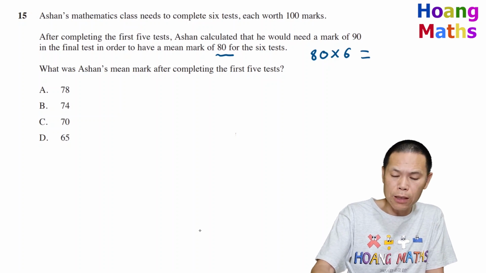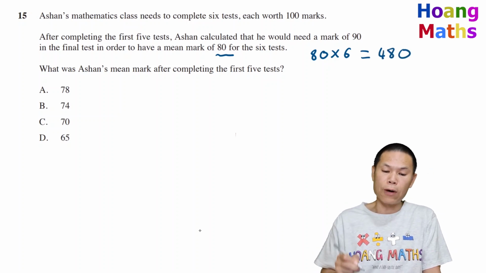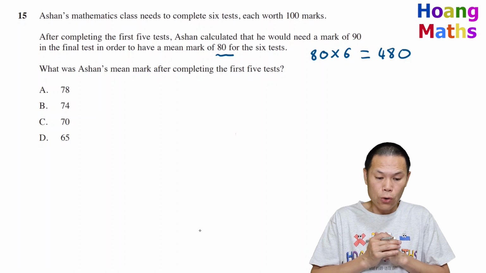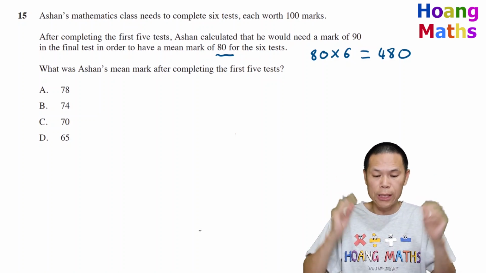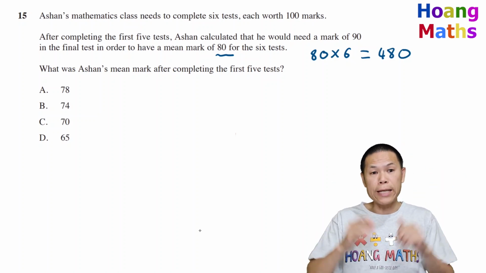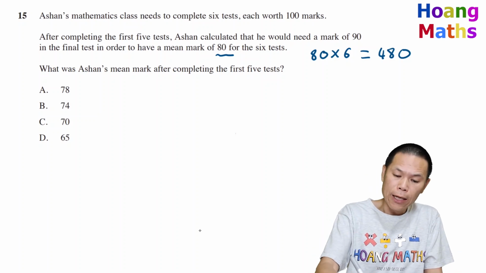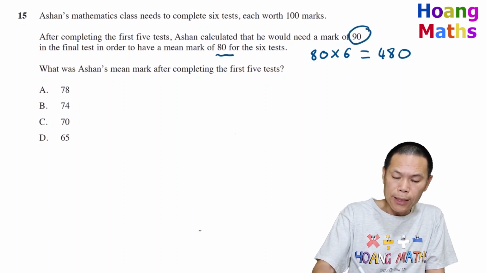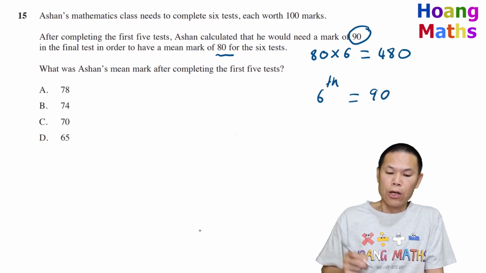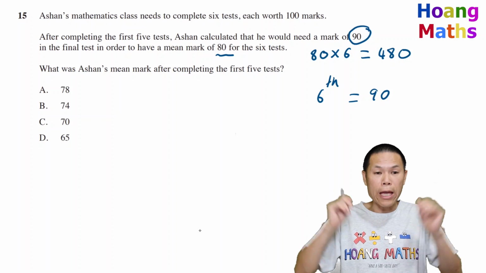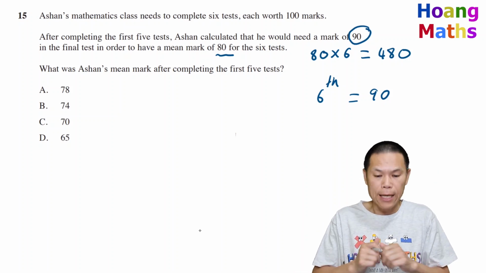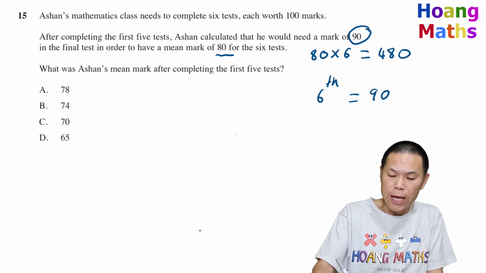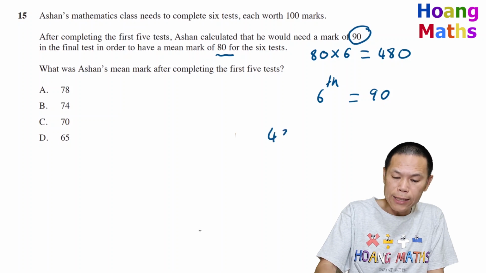So 8 times 6 is 48. So 480, right? That is the total marks for 6 tests. That's what Ashan needs. And we know that for the final test, that is the 6th test, he needs 90 marks. So in another word, the 6th test is 90. So therefore, we need to work out the average for the first 5 tests.